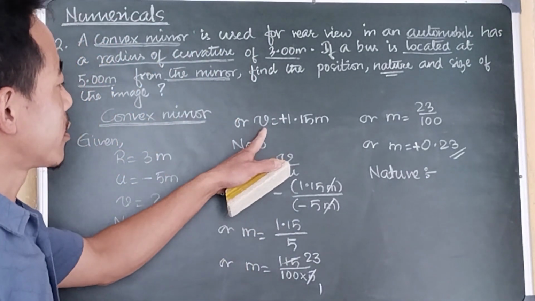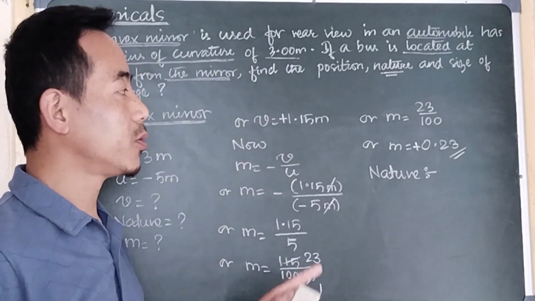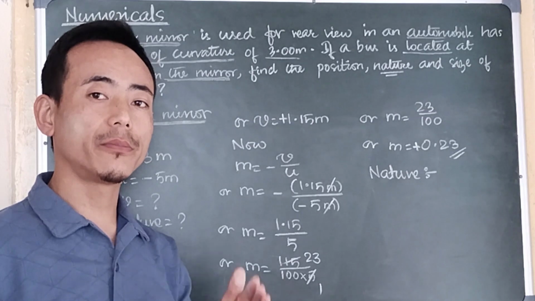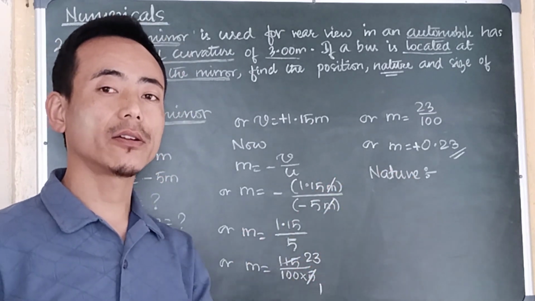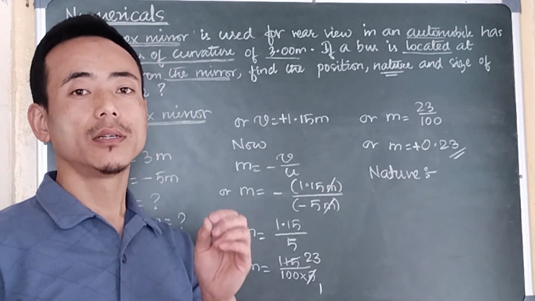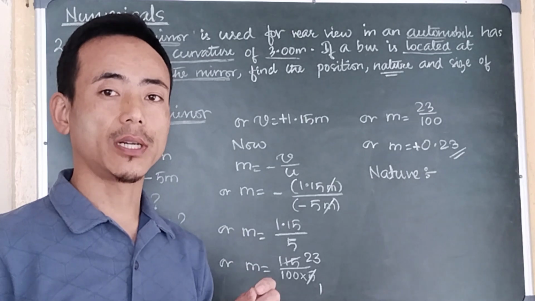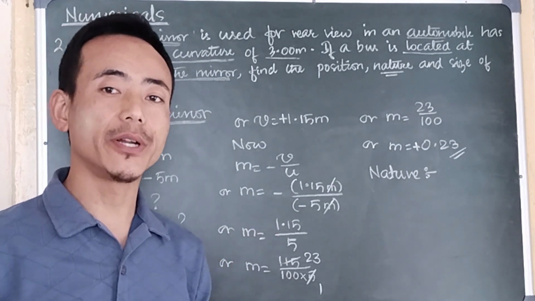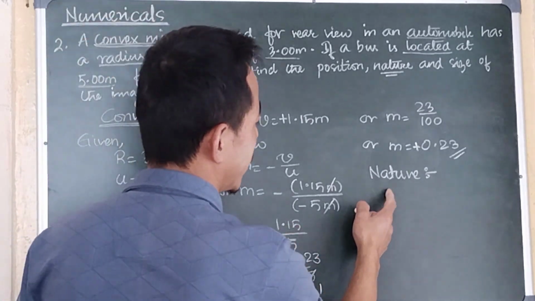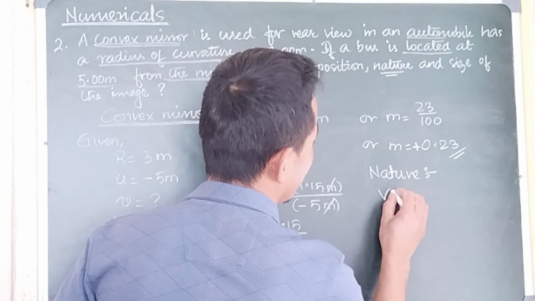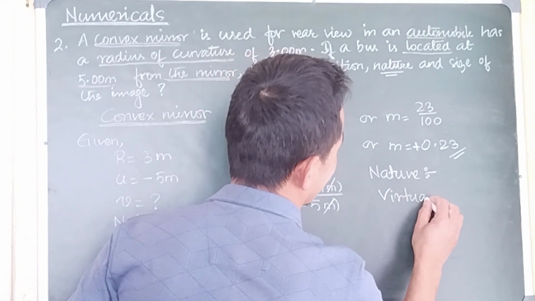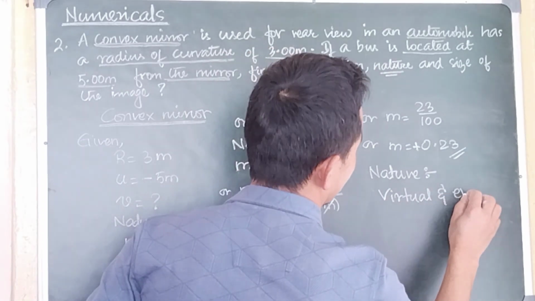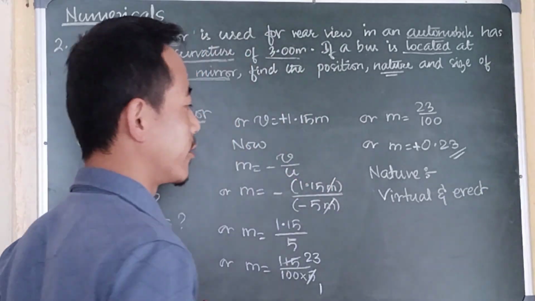Since the image distance is positive, so positive means image is formed behind the mirror. So what kind of image is formed behind the mirror? The image which is virtual, and virtual images are always erect images. So the first nature that you can write here is the image formed is virtual and it is erect image.